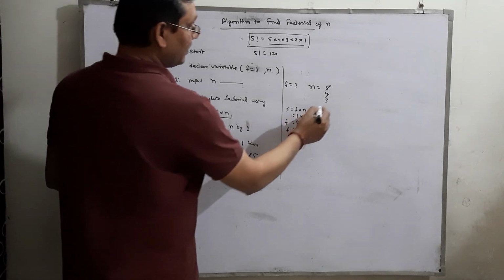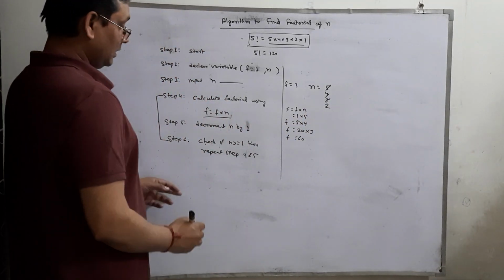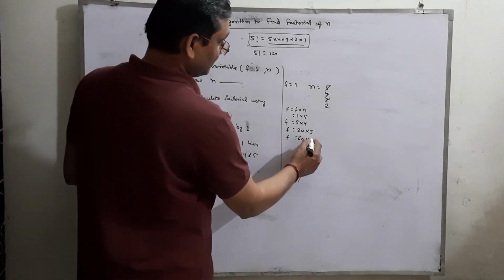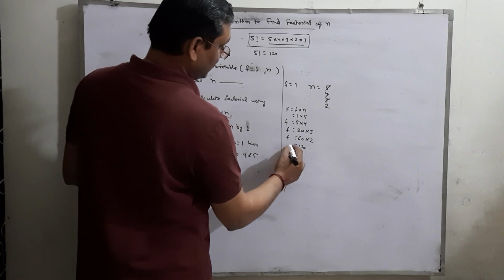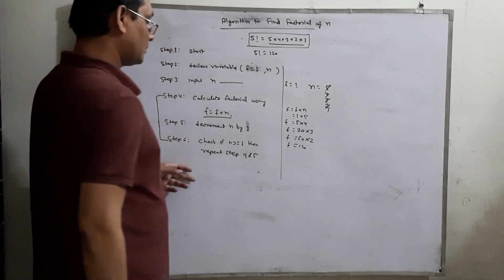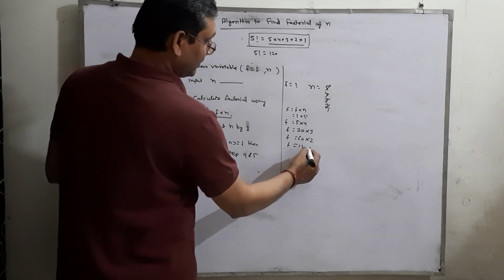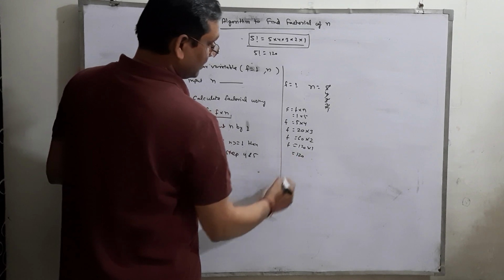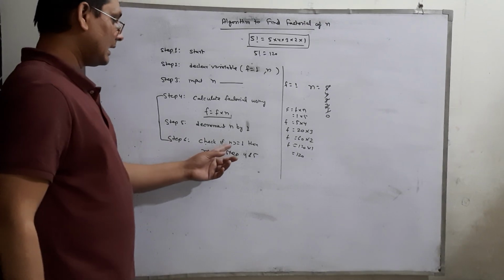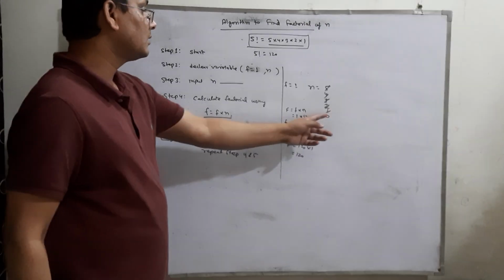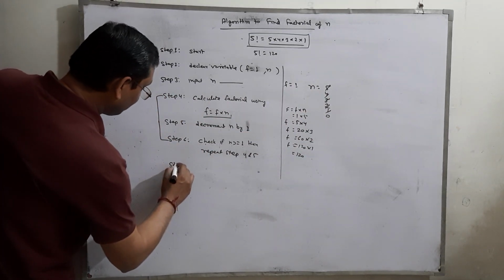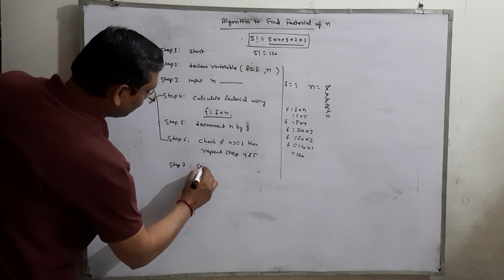Then decrement n by 1, n becomes 2. Then 2 is greater than or equal to 1? Yes, then it becomes 120. F is equal to 120. Now n becomes 1. Greater than or equal to 1? Yes, it will become 120. Now it becomes 0. Is n greater than or equal to 1? No, because it is 0 now. So then go to step 7, that is stop.